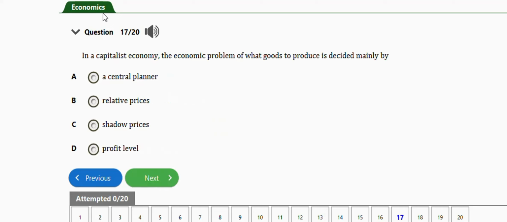Next question is this one. It says, in a capitalist economy, the economic problem of what goods to produce is decided mainly by we have a central planner, a relative prices, shadow prices, profit level. So guys, the right answer is option B, which is relative prices.